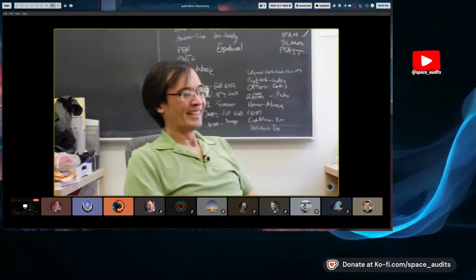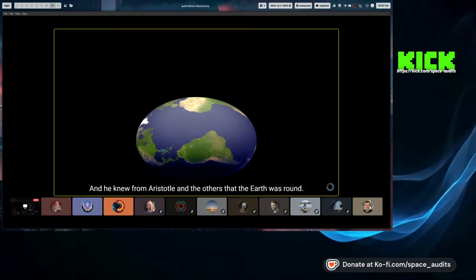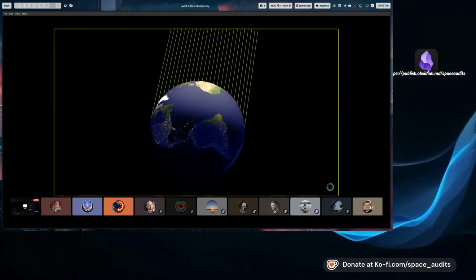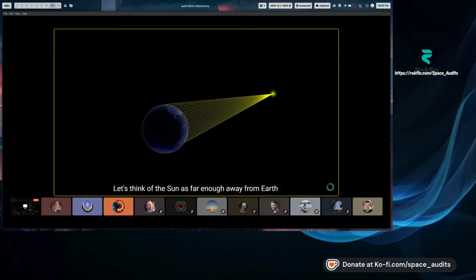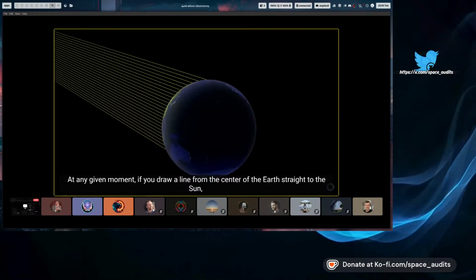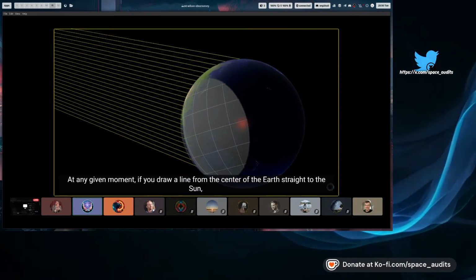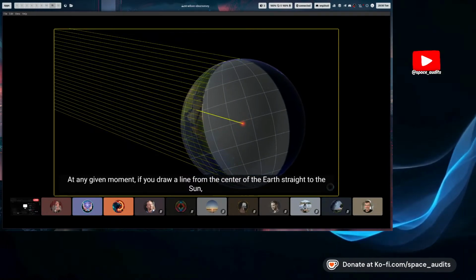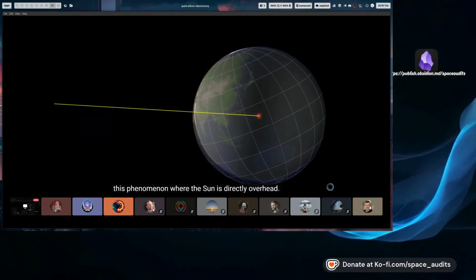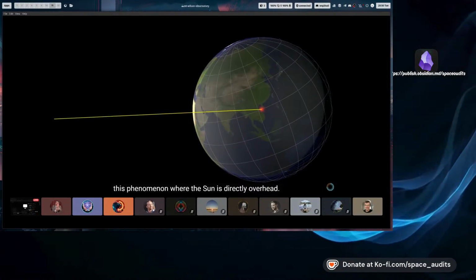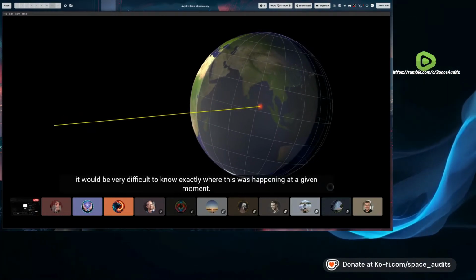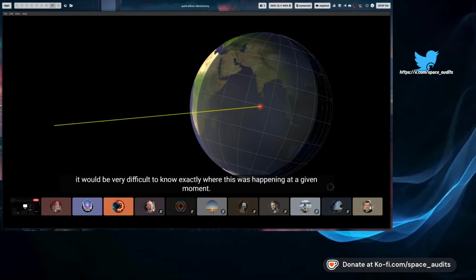Sure. And he knew from Aristotle and the others that the Earth was round. The reason what was happening was that the sun was not actually vertical. Let's think of the sun as far enough away from Earth that all of its rays of light are effectively parallel. At any given moment, if you draw a line... Effectively, right? Never really parallel. The sun, it passes through some point on the surface, which must be experiencing this phenomenon, where the sun is directly overhead. But if you were someone in Eratosthenes' time, it would be very difficult to know exactly where this was happening at a given moment.